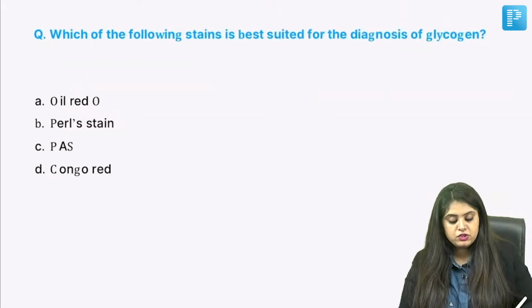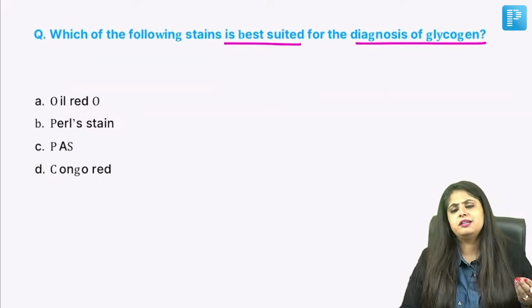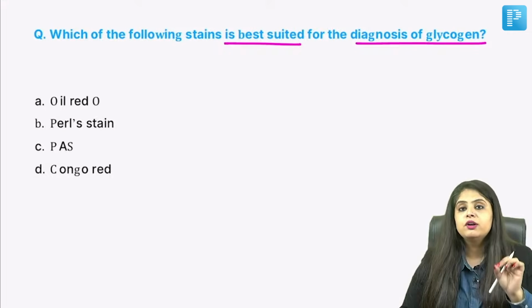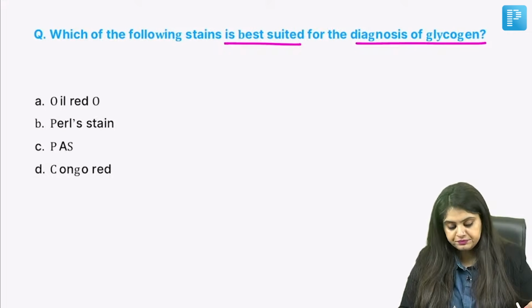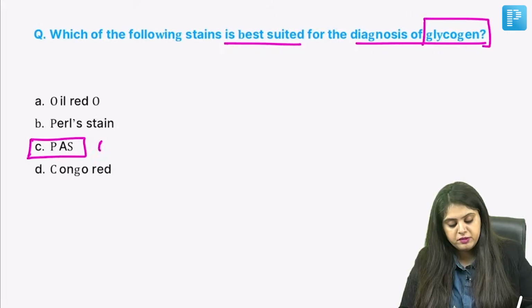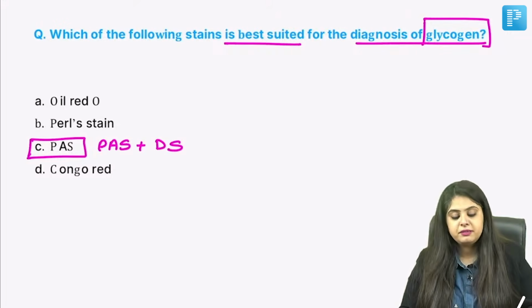Come on, one more question. Which of the following is best suited for the diagnosis of glycogen? Simple. Such questions can come in your university exam also. Simple one-liner questions. What is used for glycogen? For glycogen you are going to have PAS positive, to be very precise, PAS positive diastase sensitive. Perfect. Tell me the rest also.